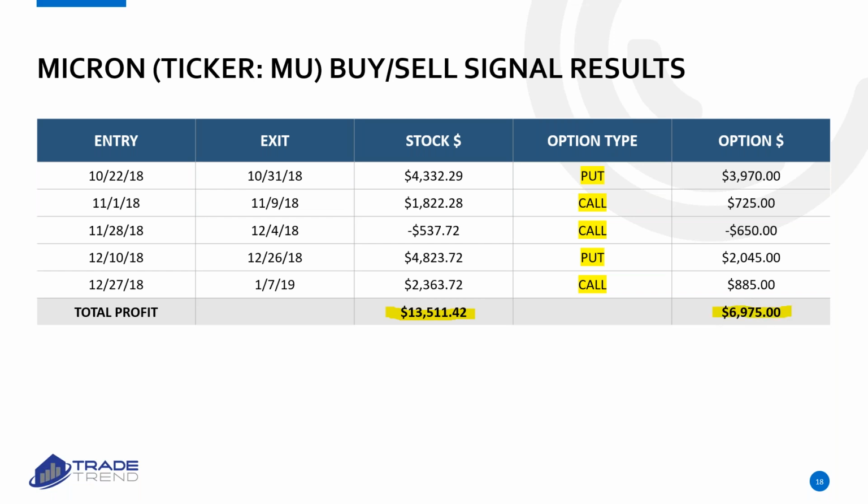For you options traders out there, if you had bought puts or calls, just very simple option strategies, nearly $7,000 in profits on these signals. Again, just 5 trades from October 22nd through the end of December during that really bumpy market period. So this works very well in many market conditions, which is one of the beautiful things behind it.